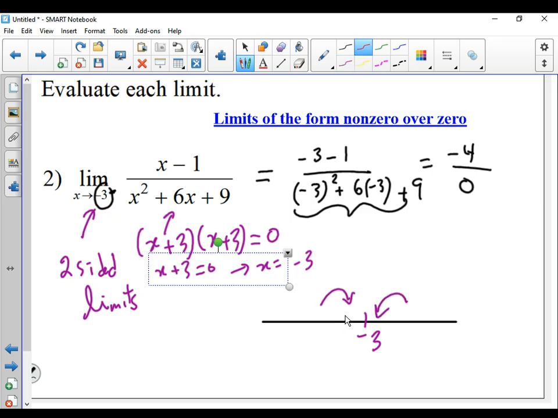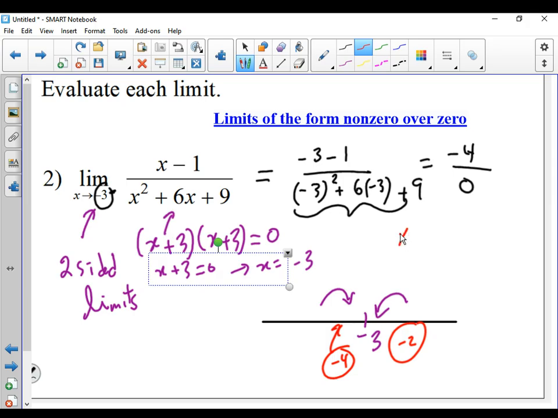From the left, we're going to pick for a test value a number immediately to the left of -3. That will be -4. And immediately to the right of -3, you can pick any number immediately to the right. That would be -2. So these numbers, we're going to plug them separately into the denominator of my rational expression.